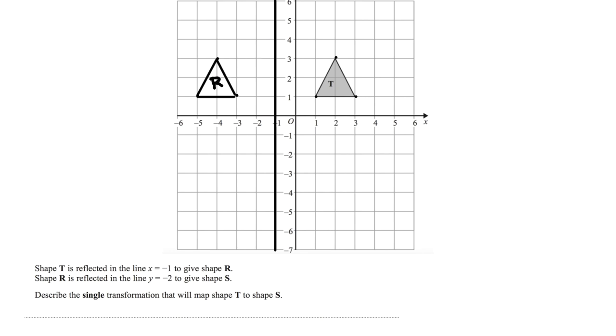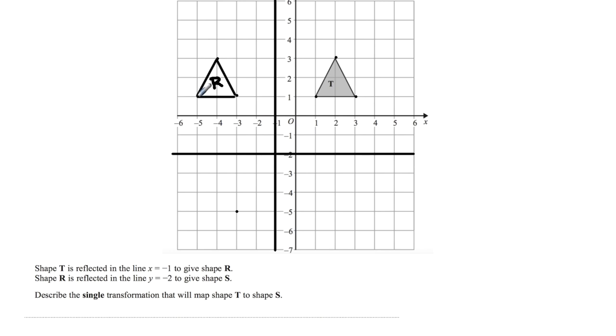Now it says shape R is reflected in the line y equals negative 2 to give shape S. So again, I'm going to put the line y equals negative 2 into the graph. So y equals negative 2 is over here. And now I'm going to reflect it. So again, how far is this point away from the line y equals negative 2? So we have 1, 2, 3.